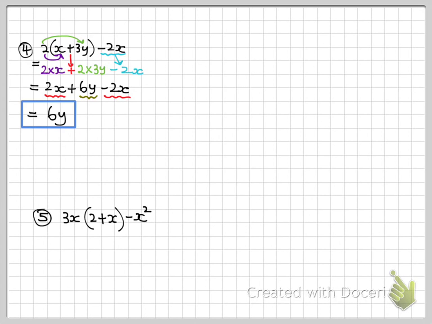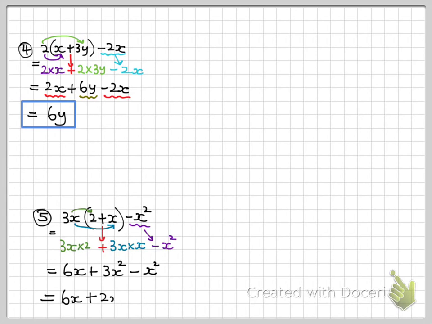Okay, now we look at the next question. 3x into 2 plus x minus x squared. Just like in question 4, we multiply 3x times 2, then we multiply 3x times x, and then we subtract x squared. Okay, you can follow the workings and the arrows. Okay, that gives us an answer of 6x plus 2x squared.